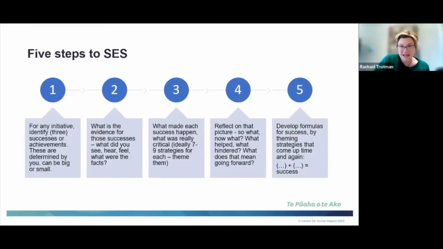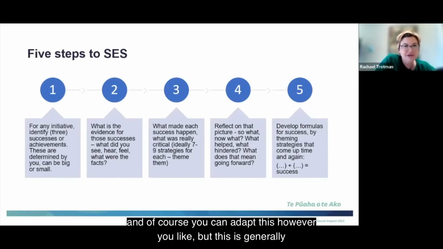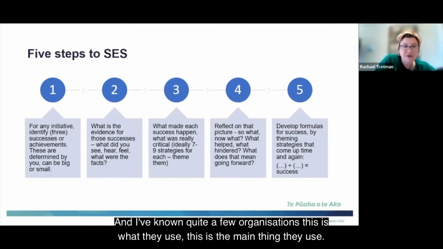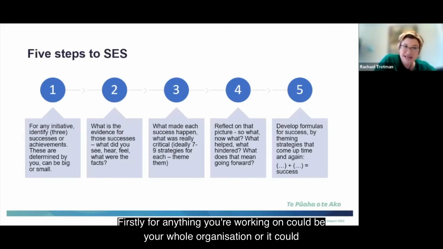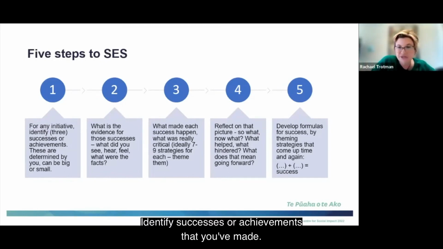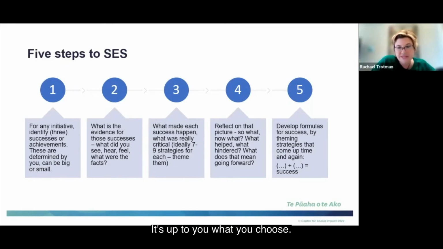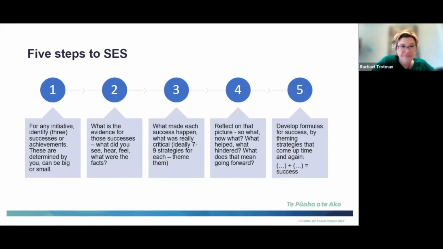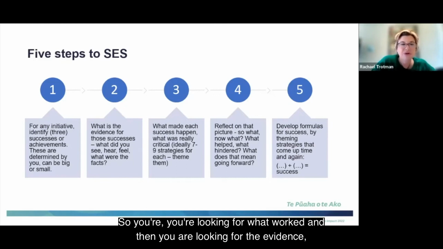So what it looks like, it has 5 parts to it. And of course, you can adapt this however you like, but this is generally how it rolls. And I've known quite a few organisations, this is what they use. This is the main thing they use. Firstly, for anything you're working on, it could be your whole organisation or it could be one initiative, identify successes or achievements that you've made. It's up to you what you choose. Could be a tiny thing, could be something really major. So you're looking for what worked.